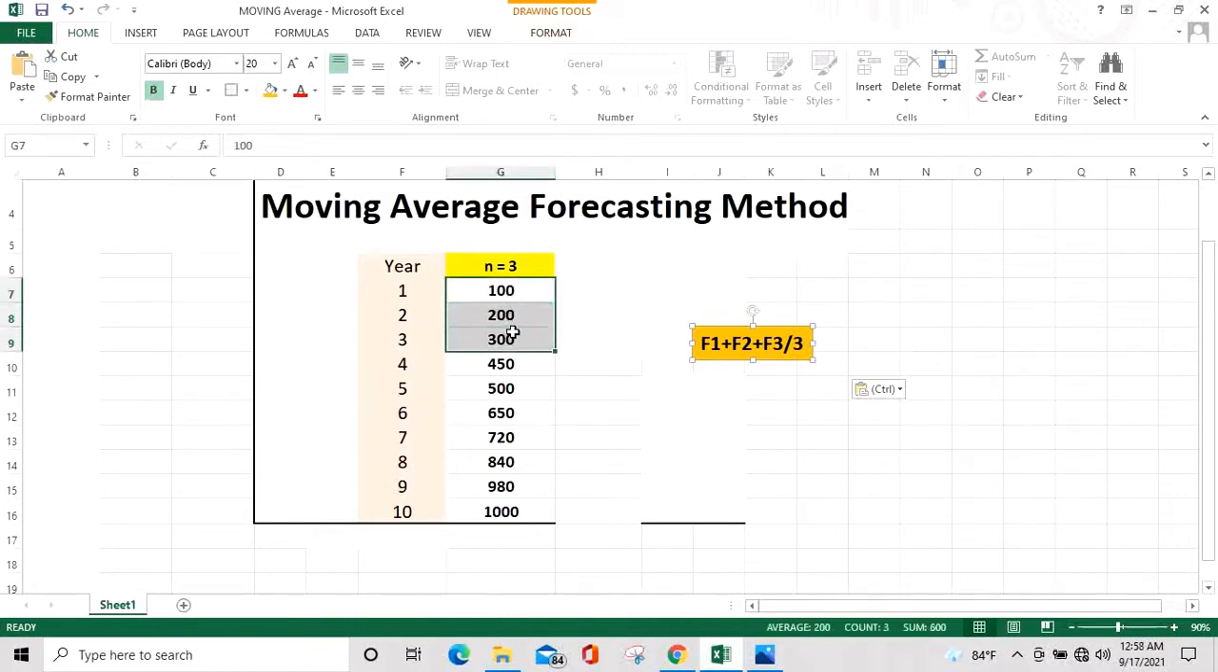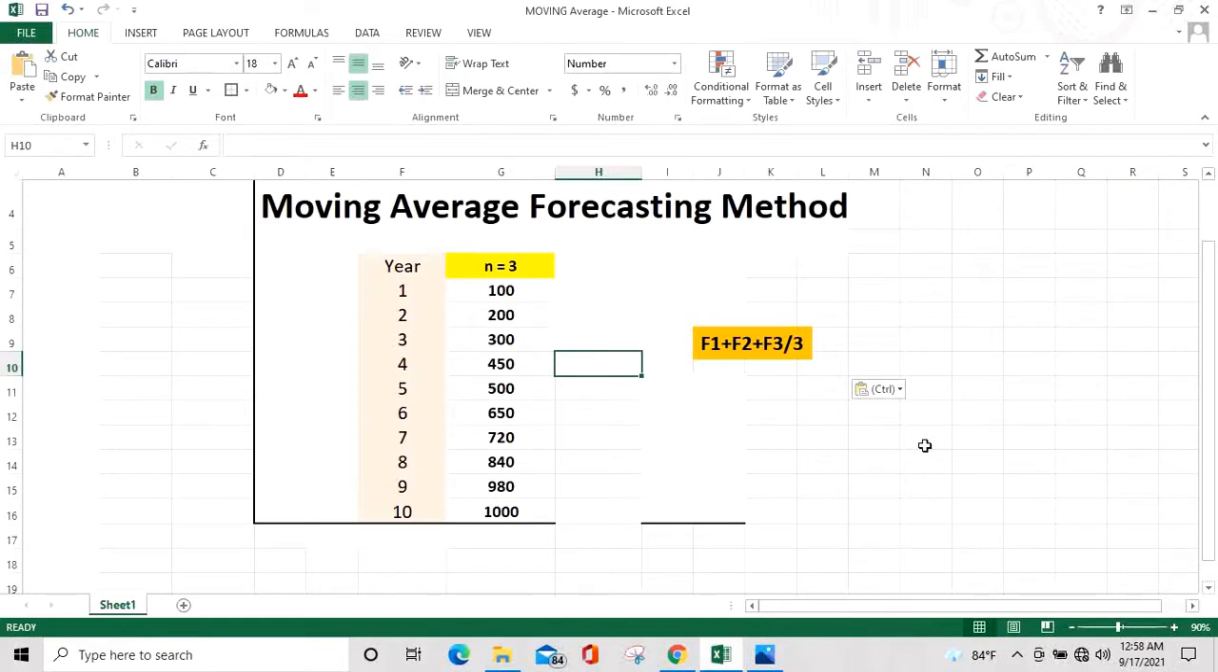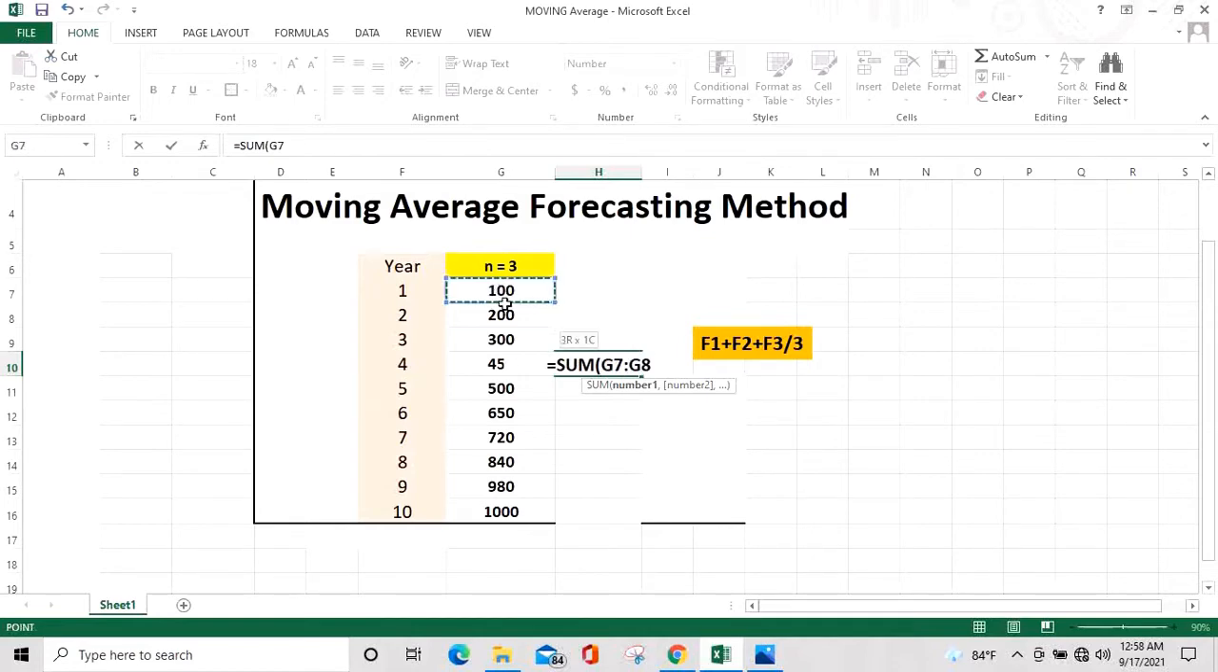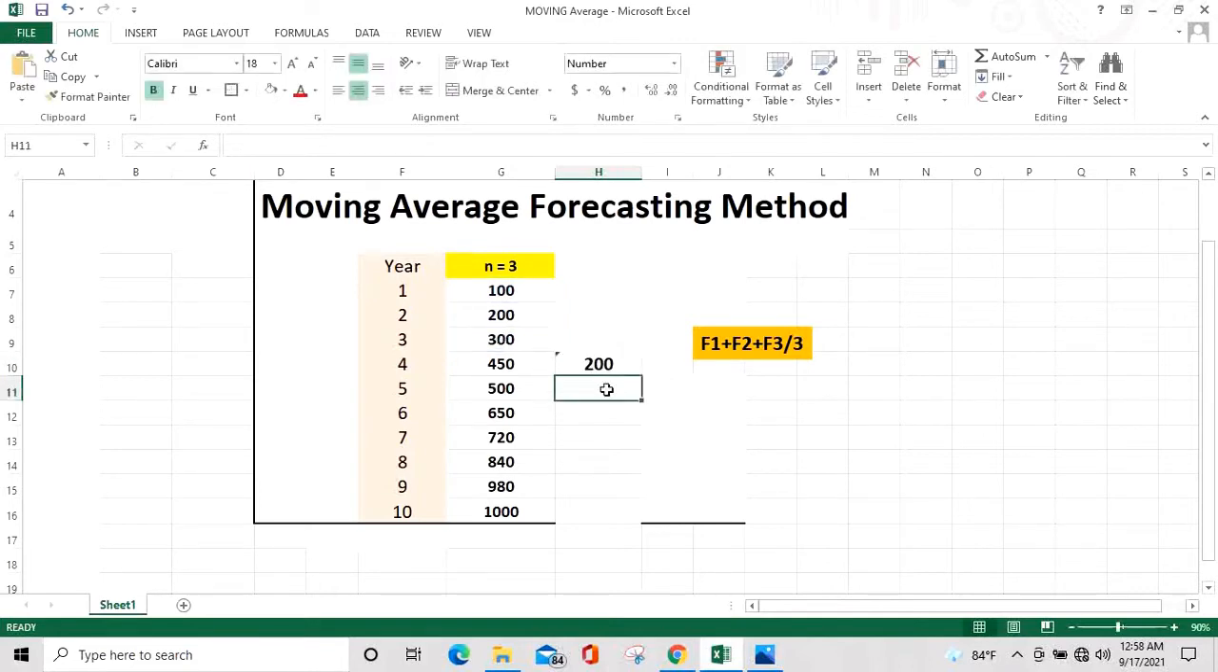Let's do it. Put an equal sign, then type sum. You get this sum, so you have to double click on this, and then just select from year 1 to 3, drag it down, and leave it. Now close the bracket, then divide it by 3. Now enter, and you get your answer, 200.